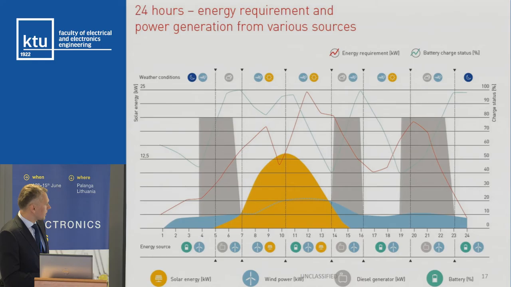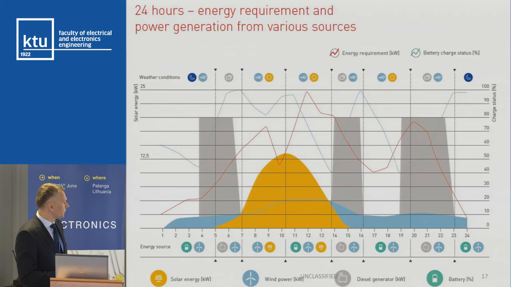What is here? Here we have the grayscale, the time of working of the generator. The red line is the energy requirement or usage of energy, and the time scale. So in the morning, prior to breakfast, the generator loads the battery, which is in green. And what is most important?